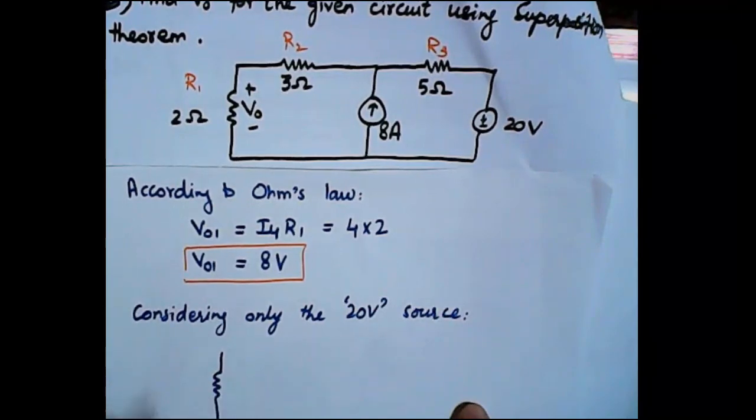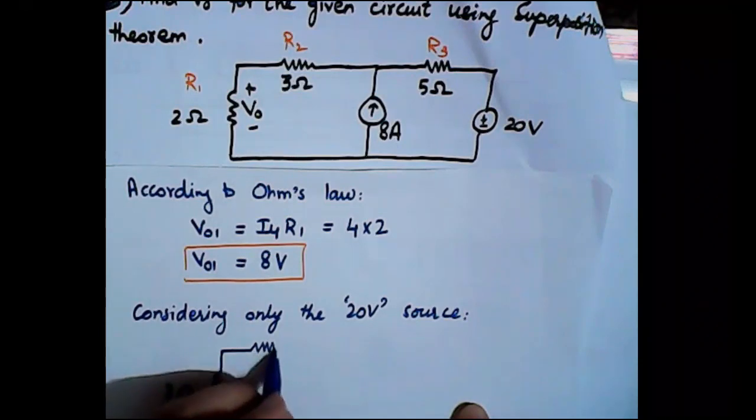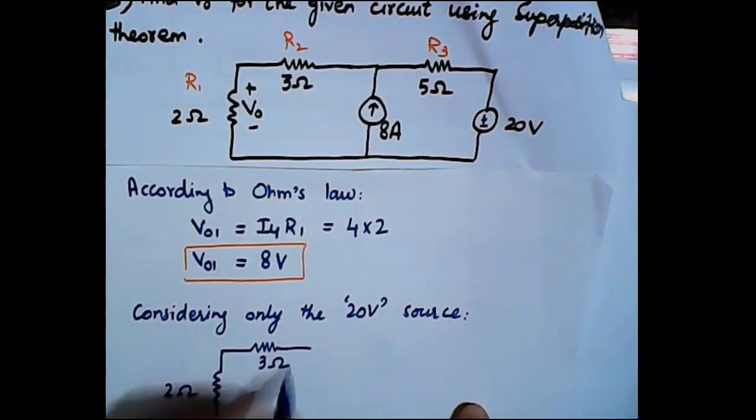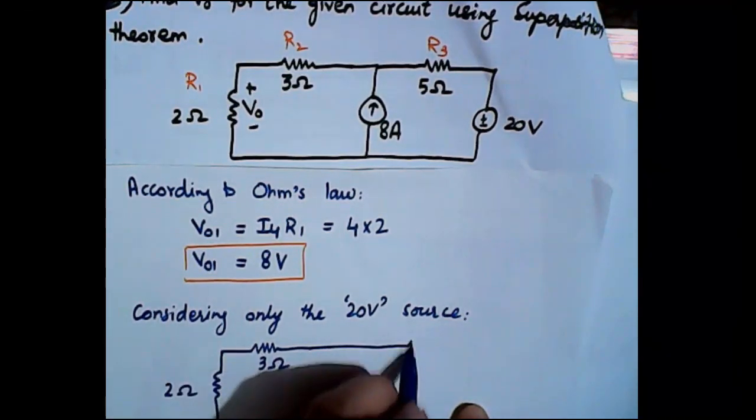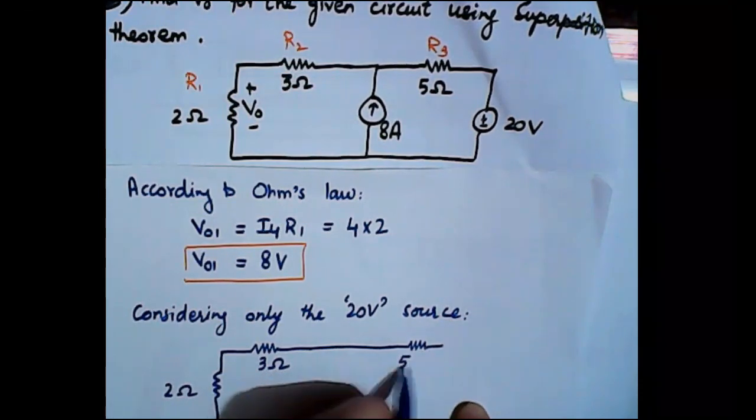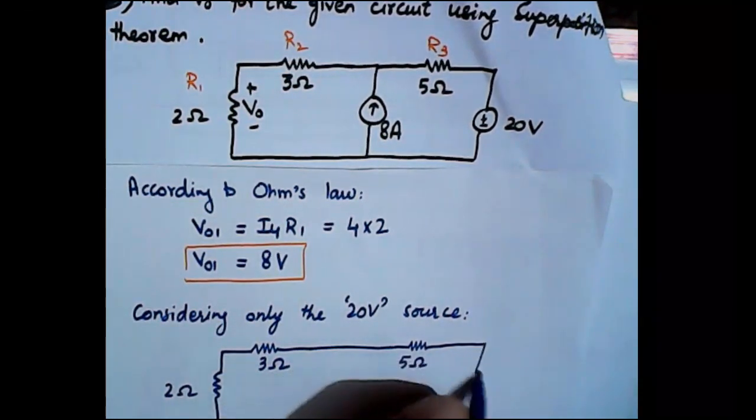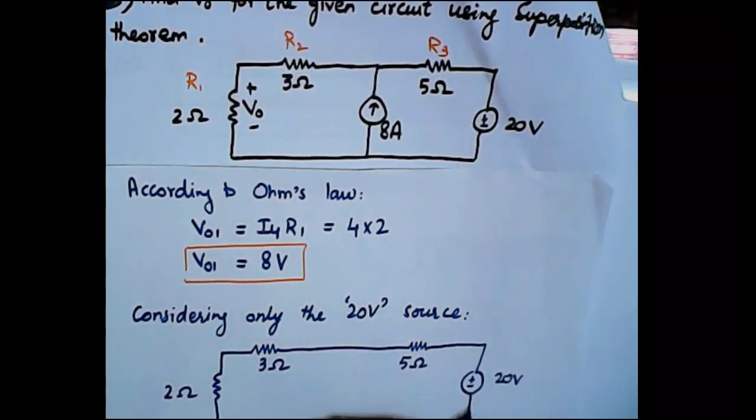So let's redraw the circuit. 2 ohms, 3 ohms, 5 ohms, and 20 volts.